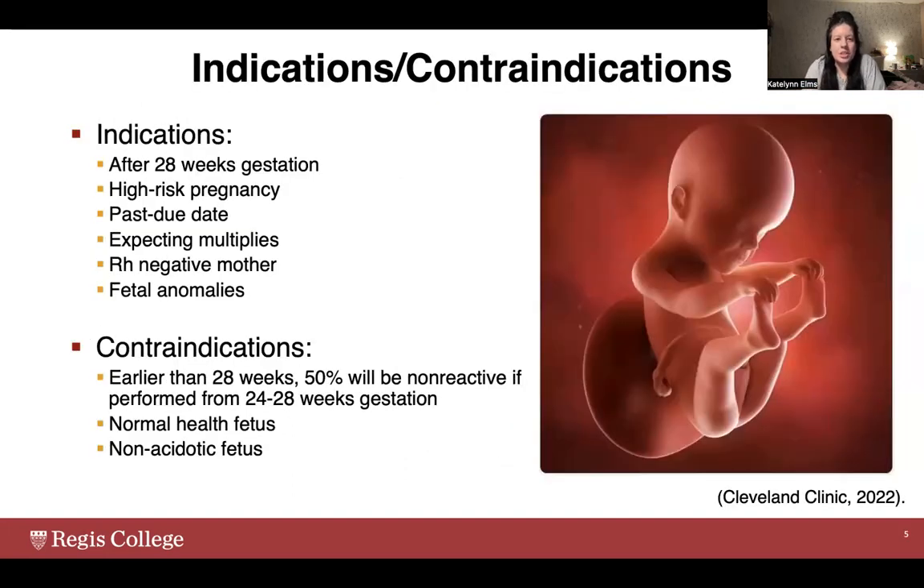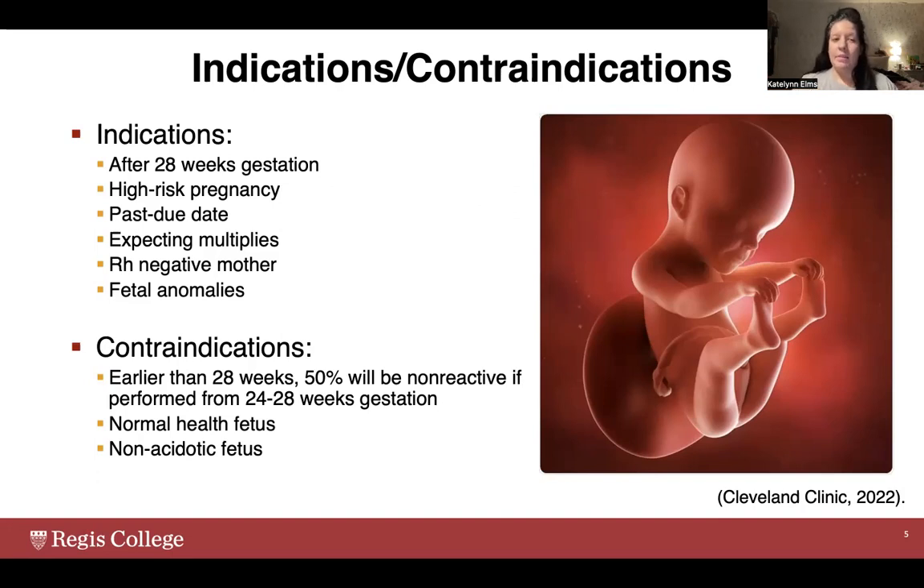Some indications and contraindications for NST. So I worked in high risk antepartum for 4 years, and then I work in labor and delivery currently. NSTs are performed a lot of times after 28 weeks gestation. If we perform these sooner than this, it's not really going to give us indicative results that are representative of the fetal health. Babies shouldn't have accelerations until they're 28 weeks. Before that, you can have a lot of changes in the heart rhythm that are normally expected. So it wouldn't be a good representation of fetal health.